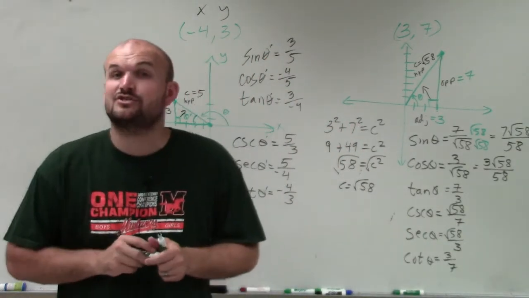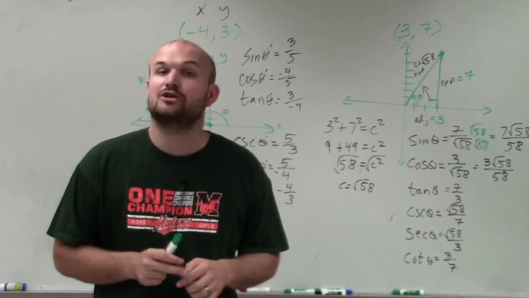So there you go, ladies and gentlemen. That is how you evaluate your 6 trigonometric functions when given a point on the terminal side of an angle.